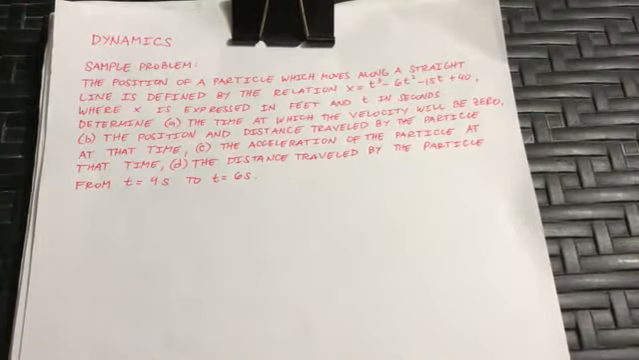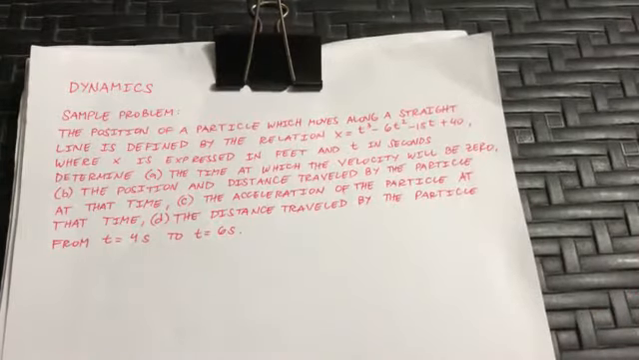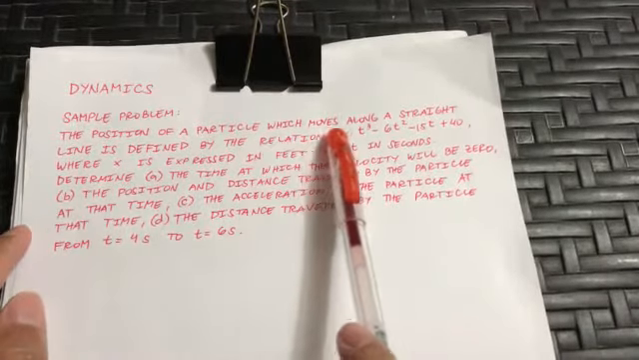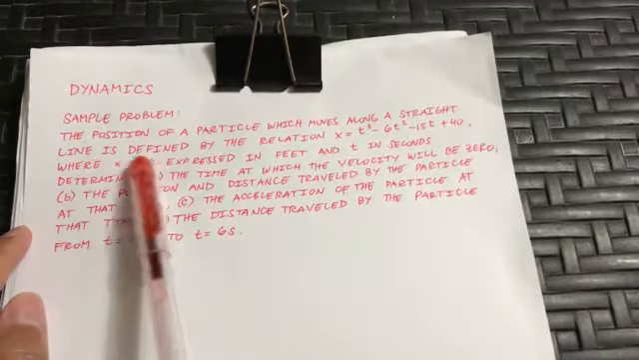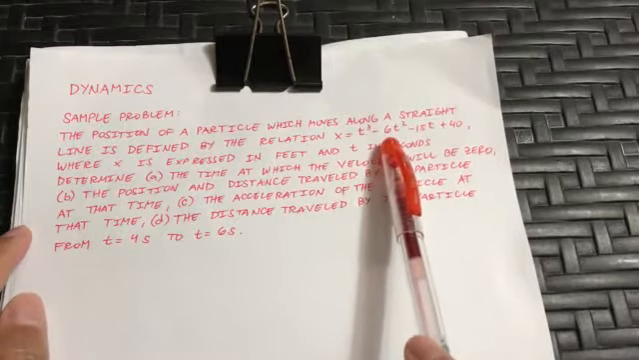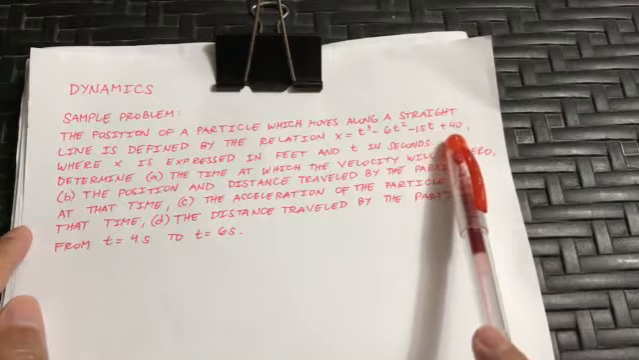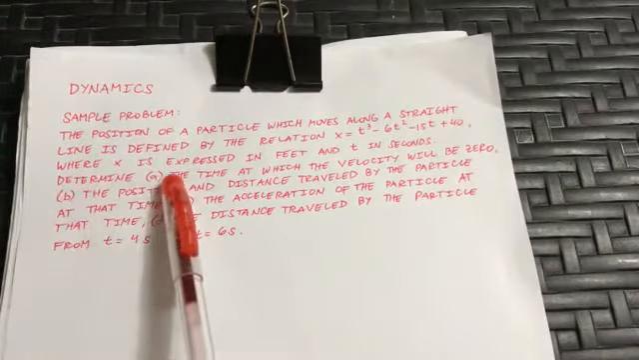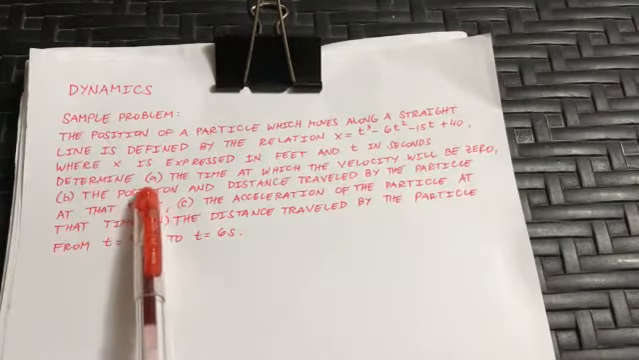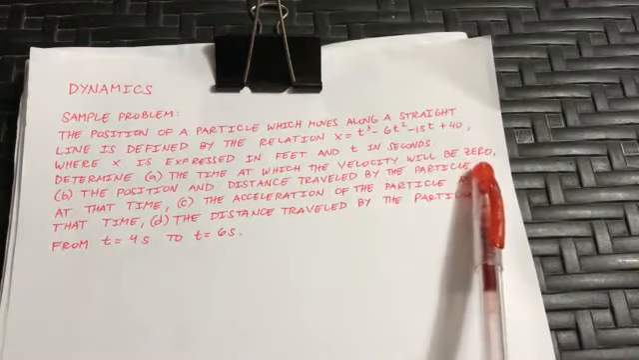Hello everyone. So in this video, we will try and solve this problem. We have the position of a particle which moves along a straight line defined by the relation x is equal to t cubed minus 6t squared minus 15t plus 40, where x is expressed in feet and t in seconds. Determine first the time at which the velocity will be 0.